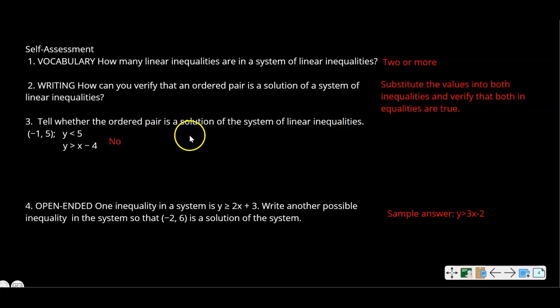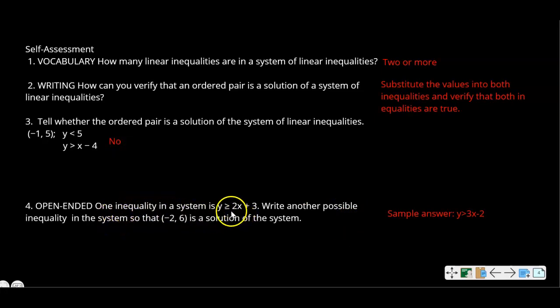Tell whether the ordered pair is a solution of the system. The answer is no. This one's very easy to check. The first inequality is y less than 5. This is 5. Is 5 less than 5? No, it's equal to. So if this were less than or equal to, that would be true. So the answer is no. You don't even have to check the second one because, again, if it says, is it a solution to the system, it has to make both of them true. So the fact that the first one is false, you can go ahead and conclude that it's not a solution to the system.